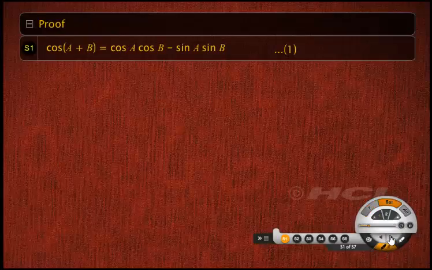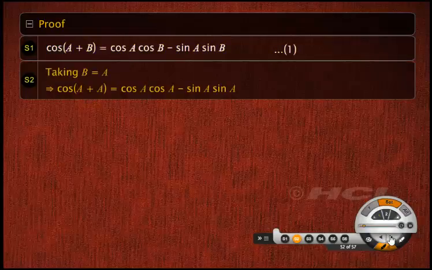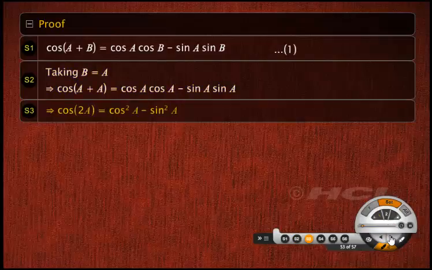Recall that cos a plus b equals cos a cos b minus sine a sine b. Since we want cos 2a on the left side, replace b with a in equation 1. On simplification, we get cos 2a equals cos squared a minus sine squared a.